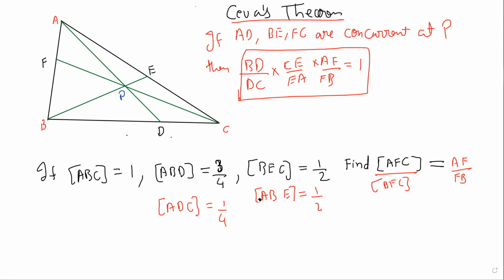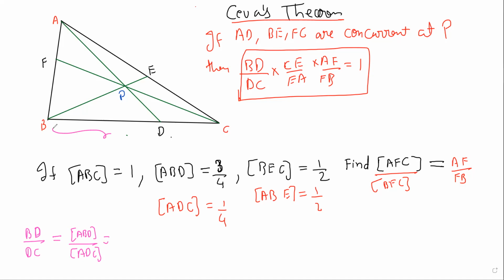But do we know the other ratios? You know what I mean by other ratios? Do we know BD by DC? It's 3:1, right? Because it's just ABD by ADC. So from the areas, you get the ratios, right? Yeah. So is this okay, Pragadish? Is this okay with you?